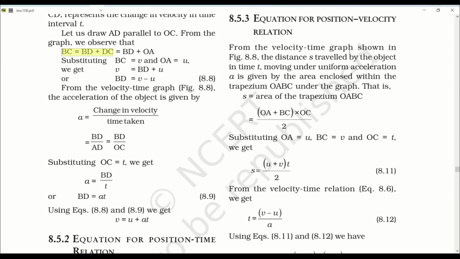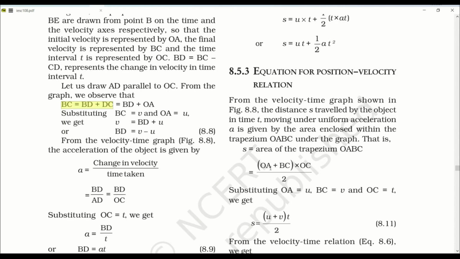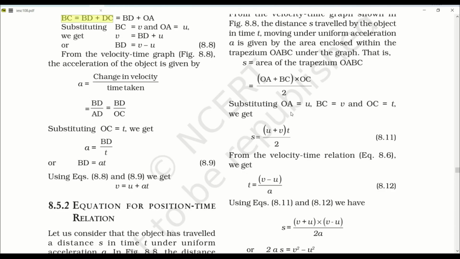From the velocity time graph shown in figure 8.8, the distance S traveled by the object in time t moving under uniform acceleration a is given by the area enclosed within the trapezium OABC under the graph. That is, S is equal to area of the trapezium OABC. OC is common in OA and BC, so they have written it in distributive law. And now substituting the value of OA, BC and OC: OA is equal to u, BC is equal to v and OC is equal to t.